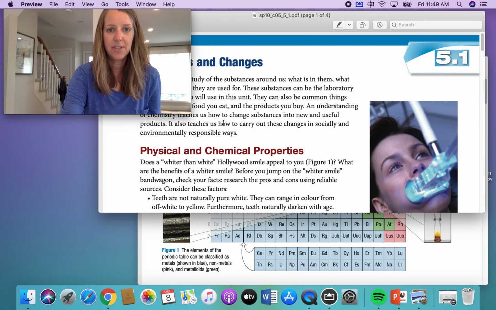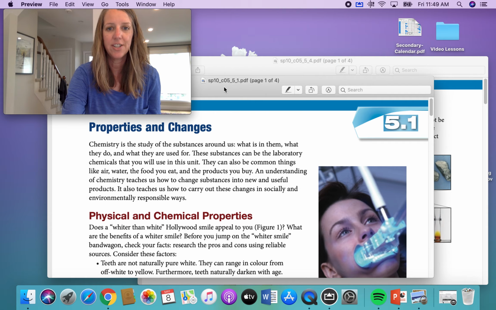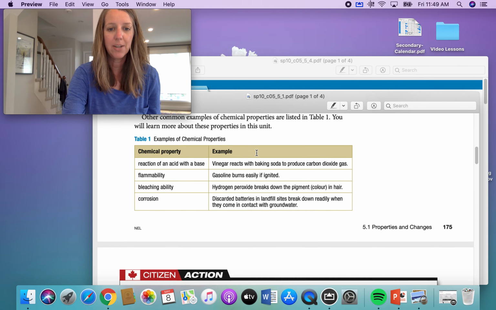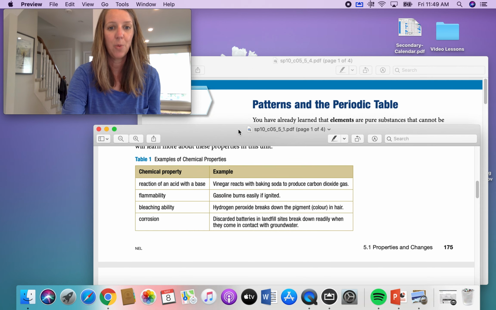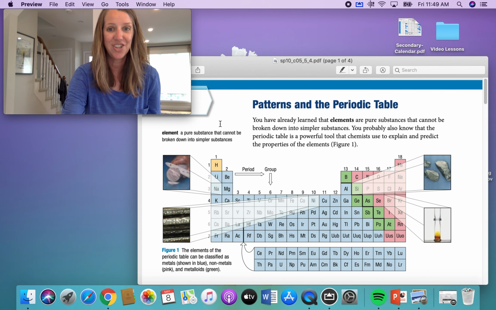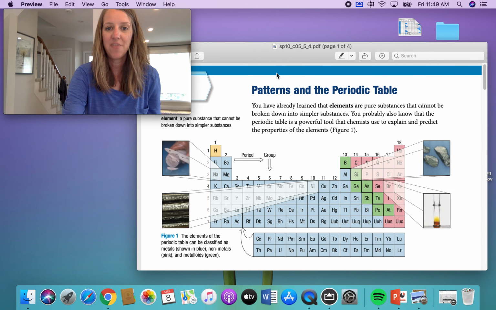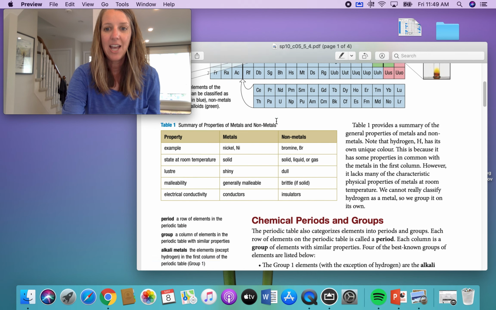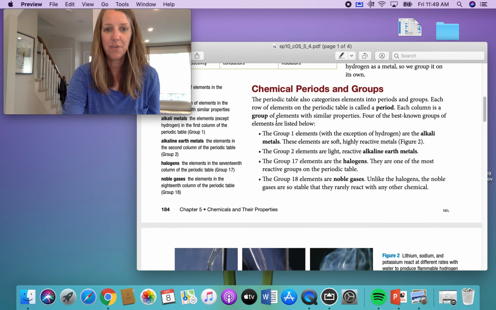In here, close this note, and I want you to see that the textbook sections you're going to be looking at are section 5.1, where you go over physical and chemical properties of matter. So I'm going to get you to do some homework questions that review from that section. And here's section 5.4, and all you need to do in this section for the homework is just read through on the periodic table, and it's just page 184, okay?